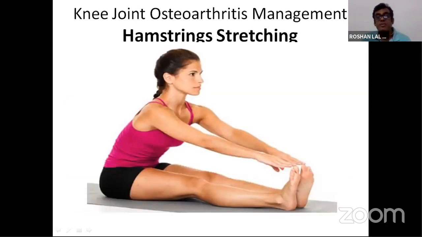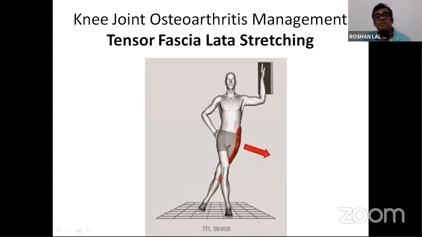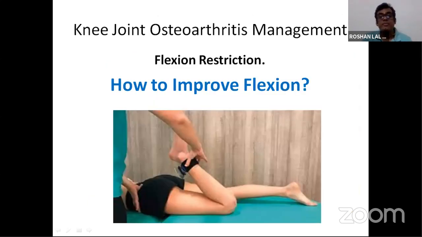This also stretches the back extensors. Hamstring stretching exercises. This is for tensor fascia lata stretching, which is very important, especially if the patellofemoral joint is involved. Recommend this tensor fascia lata stretching. Piriformis stretching. Now, how to improve flexion?